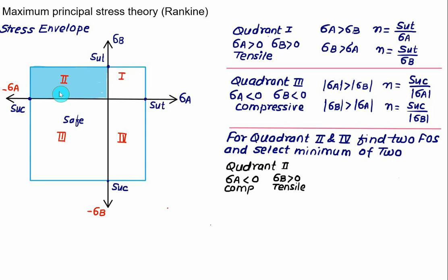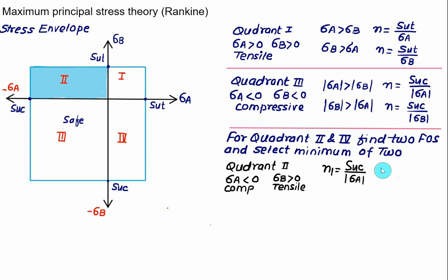For quadrant 2, the value of principal stress sigma A is negative, that is, compressive in nature. So you have to compare the absolute value of sigma A with SUC, and sigma B is a positive value, so you have to compare sigma B with SUT. In this fashion, we can calculate the two values of the factor of safety. So N1 is the factor of safety based on the compressive stress sigma A. So we have compressive stress, so you have to take the ultimate strength in compression, SUC, divided by the absolute value of principal stress sigma A.